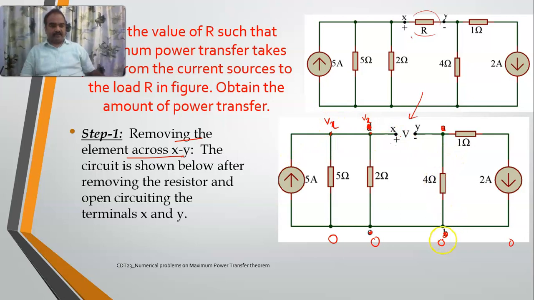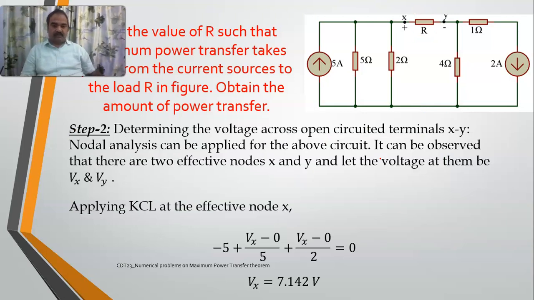And here, this I don't know. So this is point y, and I will directly take it as Vy. So this is Vy. How many effective nodes are there? There are 2 effective nodes. Now this is open circuited, right? It is not there. So this is Vx which I have taken, and this is Vy. So 2 effective nodes x and y, and the voltages are named as Vx and Vy.